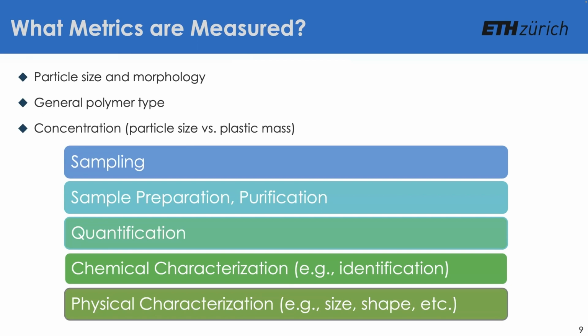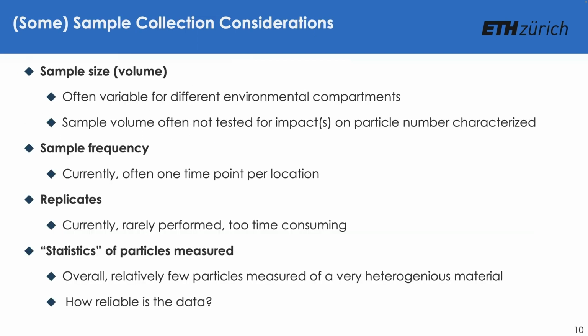We can work through this analytical chain together to see what different types of approaches are used in the field today. When we start off with the sampling, there are some things we need to think about when collecting the samples, and different considerations we have to have. First is the sample size or volume. Currently it's very variable how much of a certain water body or soil sample people will take, and this will also vary across different environmental compartments.